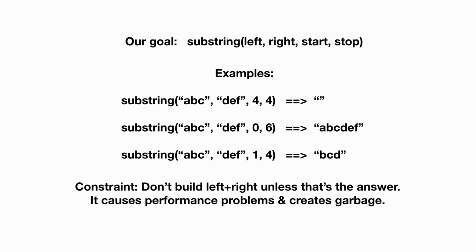A simple implementation would concatenate the two strings and use the appropriate indexes, but that causes performance problems and creates garbage. So imagine the two strings are very huge. We concatenate 1,000,000 characters on the left string and 1,000,000 characters on the right string. Maybe we just want 2 or 3 characters in the middle, and we've wasted all that time going along those strings. Then we throw away that giant string we just built.